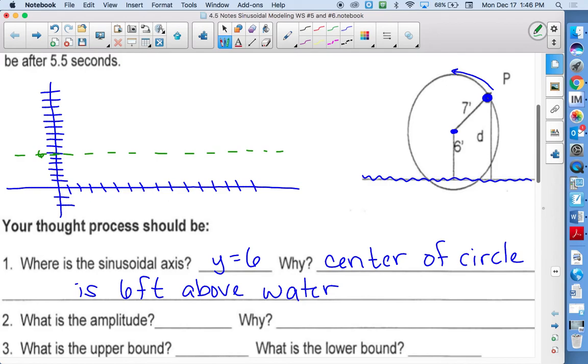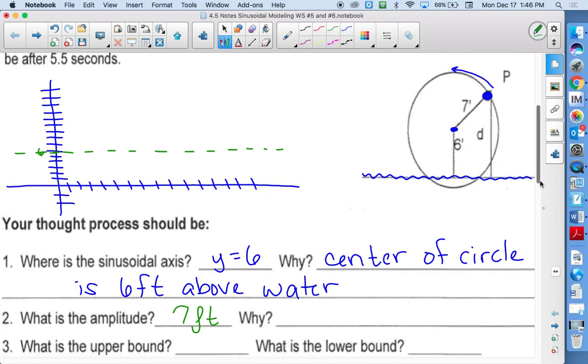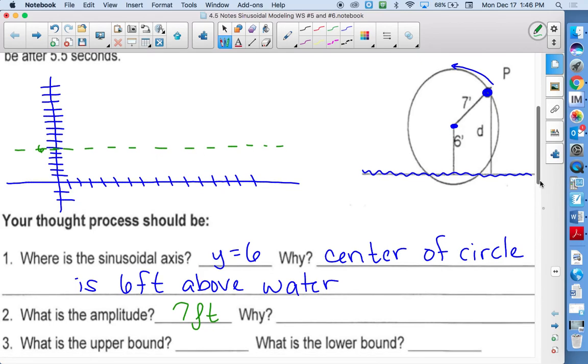So the second question says, what is the amplitude? So remember, the amplitude is once you're at the center, how high above the center do you go, or how far below the center do you go? Brandon? 7 feet. And why would that be 7 feet? Because the arm of the bucket is 7 feet, and at the max value, it's 7 feet above the sinusoidal axis. Good, sure. And what is that arm called? The bucket arm, the radius. Yeah, the radius.